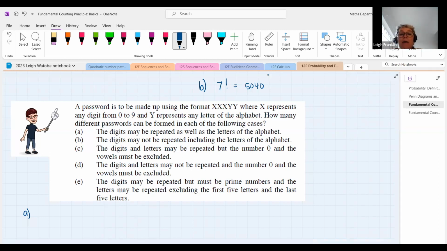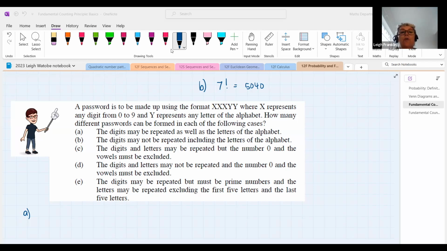Okay, so remember, the X's represent the digits and the Y's represent the letters. So how many different passwords can be formed if the digits can be repeated and the letters can be repeated? How would we calculate that? There are 10 digits, good. Well done, Nhlanhla. There are 10 digits available. How many letters? 26 letters in the alphabet, absolutely.